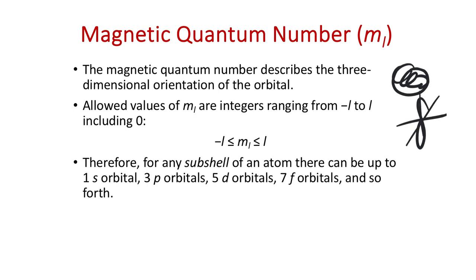So the range of m sub l, minus l to plus l, is trying to tell you the number of projections that are possible for the given orbital. So we get 1 s orbital, 3 p orbitals, 5 d orbitals, 7 f orbitals, and so forth. And so this is talking about the range of orbitals that are possible from minus L through 0 to plus L.